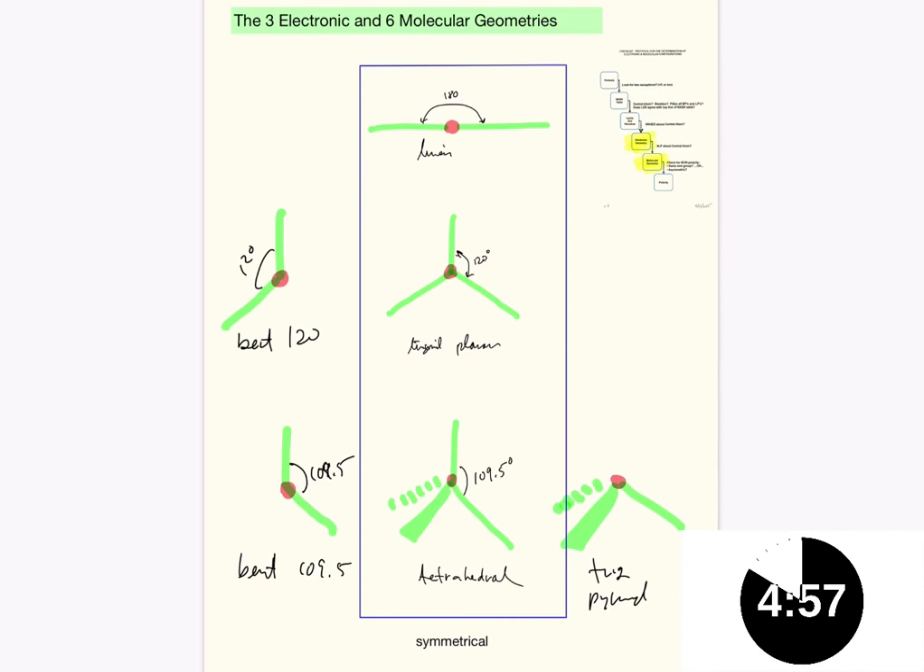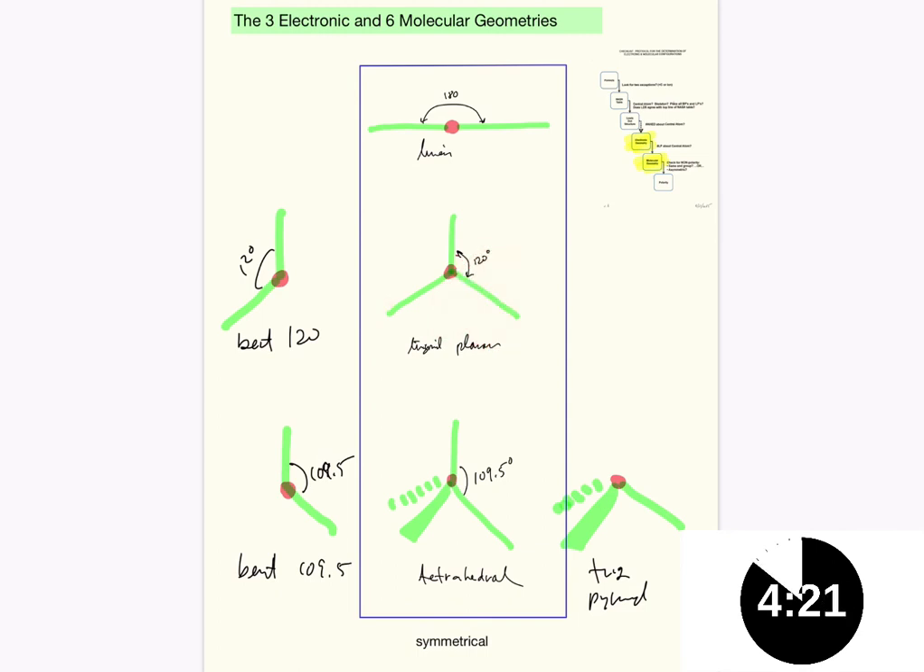So in the lecture class, we're going to limit it to 3 electronic geometries. And those 3 geometries can give you a total of 6 molecular geometries. So from the 3 electronic geometries, you can have your molecular geometries. One of them can be linear, or you can have a molecular geometry that's trigonal planar, or you can have one that's called tetrahedral. But if you take this trigonal planar and you take one of the arms off, you get a bent structure there, so that's called bent.